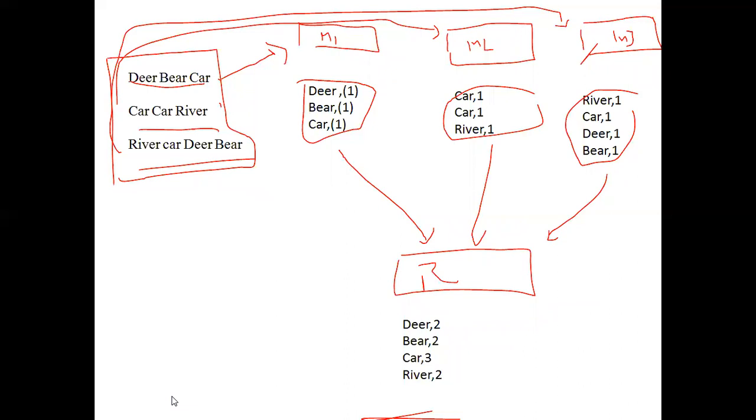Actually, after the mapping, if outputs are directly given to the reducer, the reducer has to first apply shuffling and sorting, then it has to apply reducing. Before giving that output directly to the reducer phase, the combiner is doing that work so that the burden on the reducer will be reduced. Okay, that is the thing.